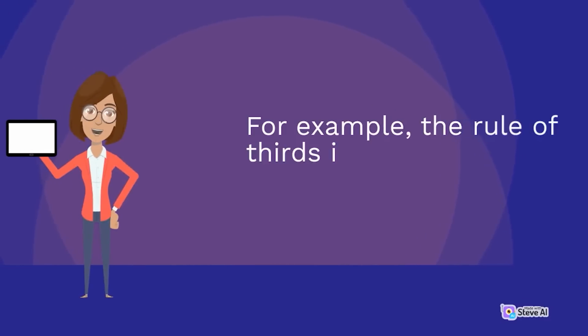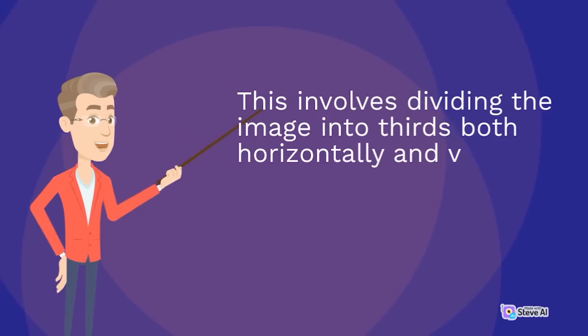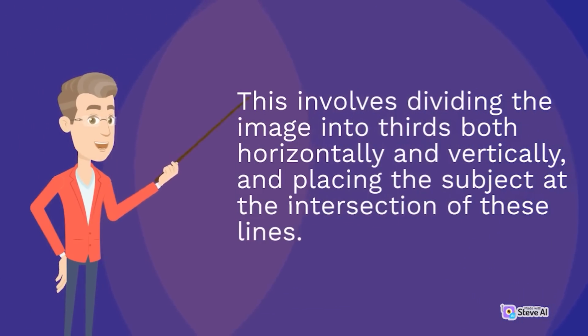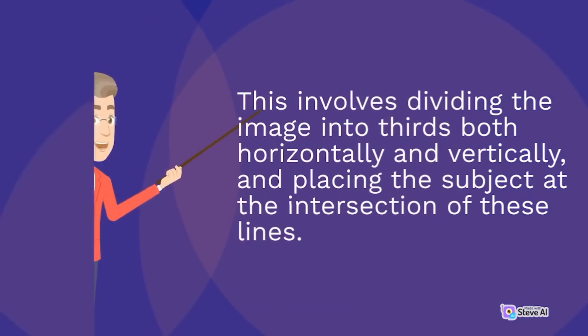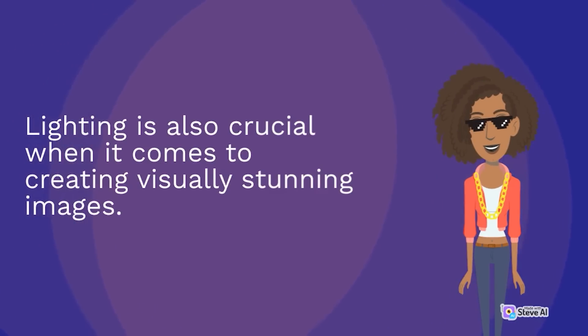For example, the rule of thirds is a commonly used composition technique. This involves dividing the image into thirds both horizontally and vertically, and placing the subject at the intersection of these lines. Lighting is also crucial when it comes to creating visually stunning images.